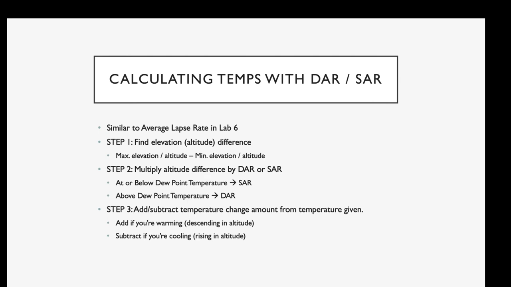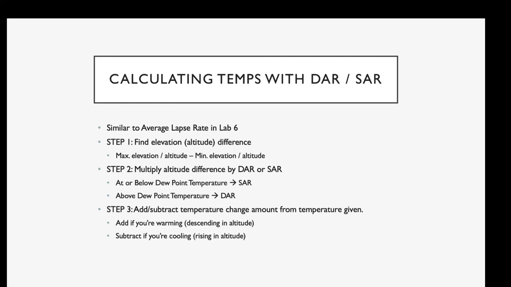Calculating temperatures using the dry and saturated adiabatic rates is similar to calculating temperatures with the average lapse rate from lab 6. Step 1 is to find the elevation or altitude difference between the current location and that which you want to know the temperature of. This is done by subtracting the minimum from the maximum, or lower number from the higher number. Step 2 is to multiply the difference found in step 1 by the DAR or SAR.